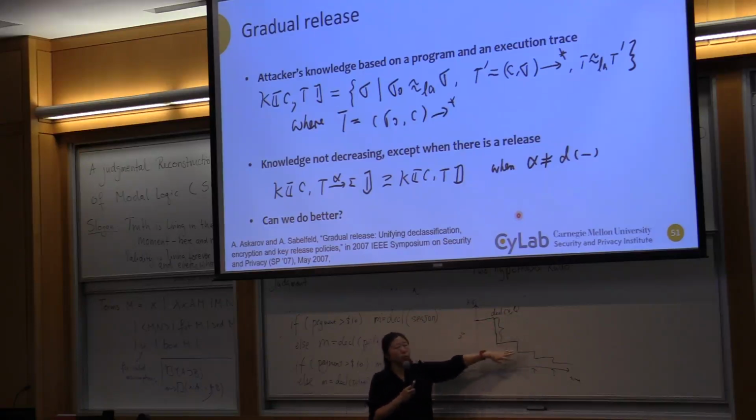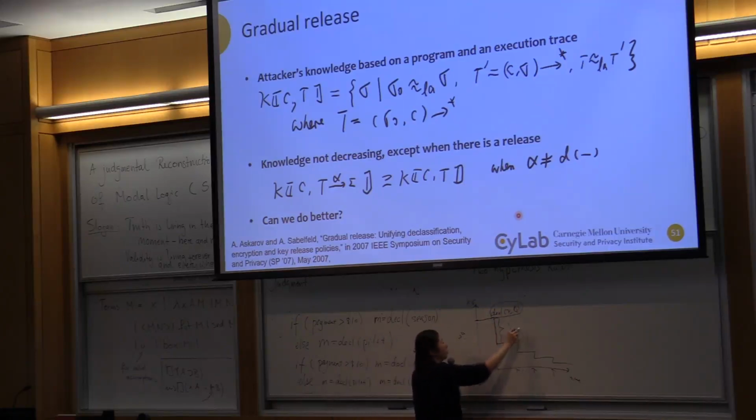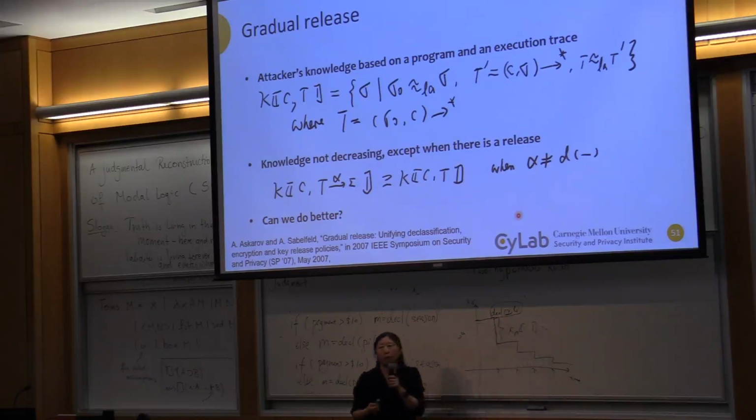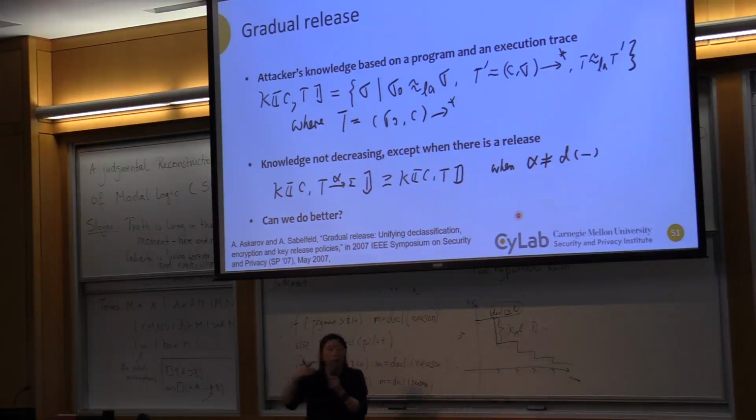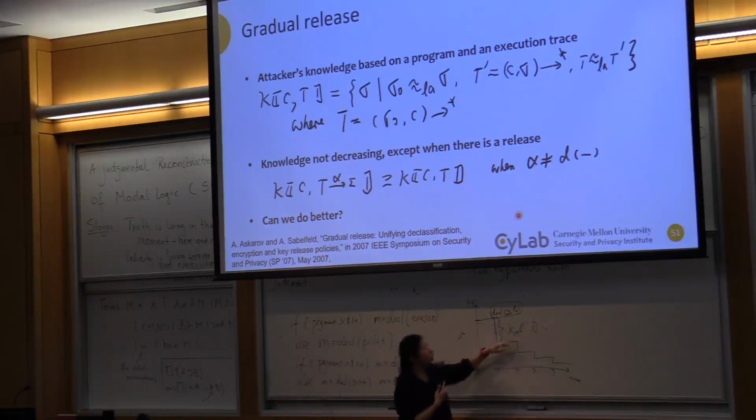So when I fold these two together, people call this conditional gradual release, right? So I can actually quantify the amount of information being released. So people can define a release knowledge based on two memories having to give me trace equivalence and give me the same declassification. So that's release knowledge.